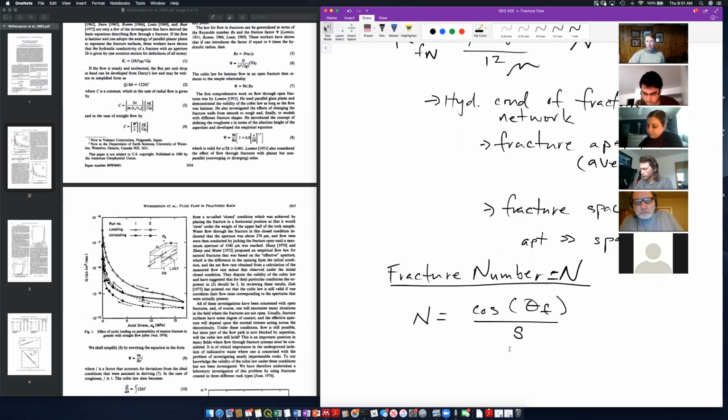Where theta sub F is, let's say we've got a plane that we're interested in fluid flow across, and our fracture sets are intersecting this plane at an angle theta sub F. And S is this distance here that separates the fractures.